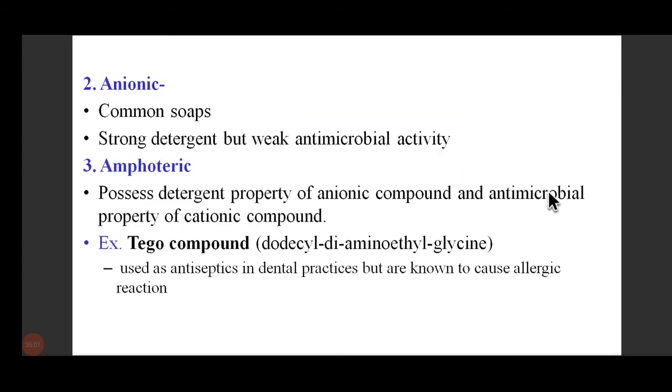Then anionic compounds, which include common soaps. They are strong detergents, but they have weak antimicrobial activity. Amphoteric compounds possess the detergent activity of anionic compounds, and they also have the antimicrobial property of cationic compounds. So basically, they combine both cationic and anionic properties. An example is Tego compound. It is used as an antiseptic in dental practices, but it is known to cause some allergic reactions.